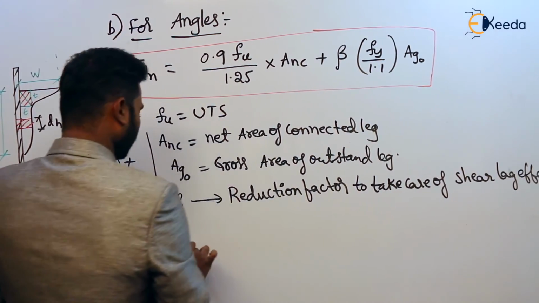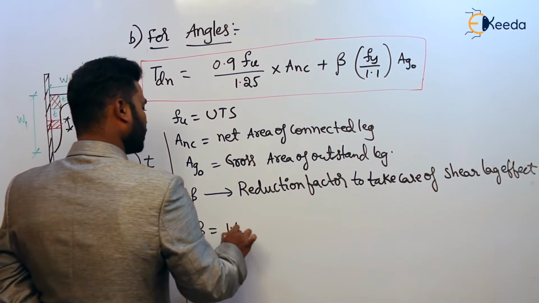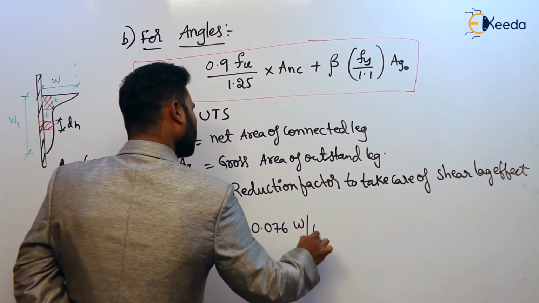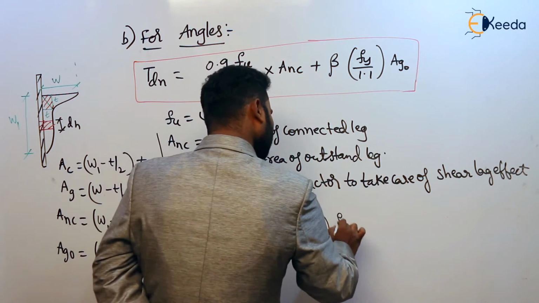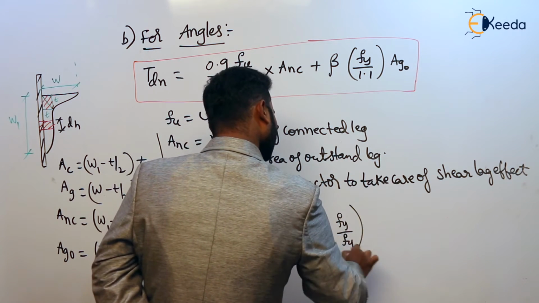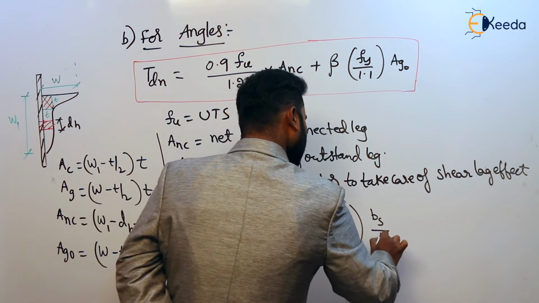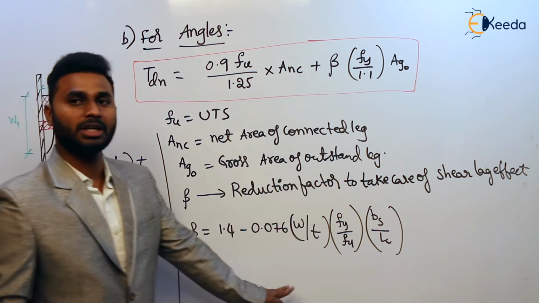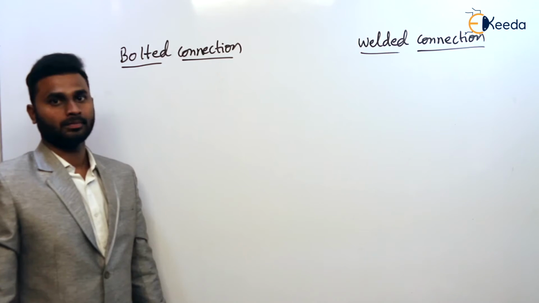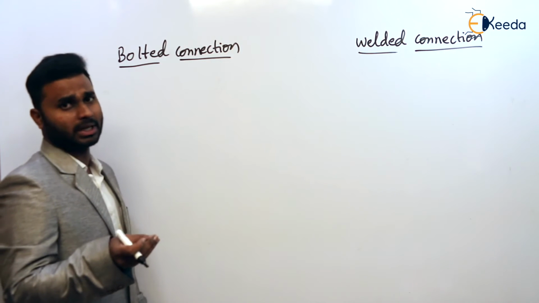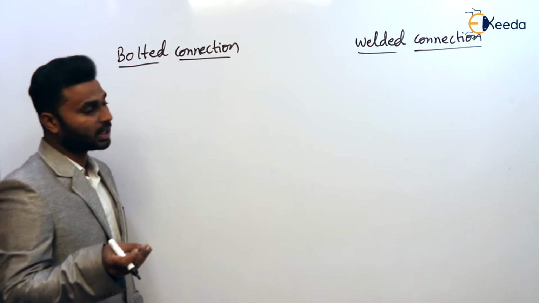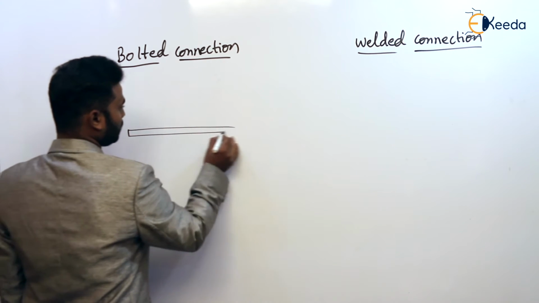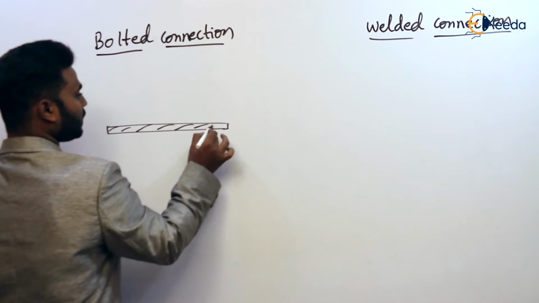Now the formula given by the code for beta is 1.4 minus 0.076 W by T into Fy by Fu into Bs by Lc. So this is the formula for beta given in the code book. First you take it down, later I'll explain each and every term in that formula. I'm going to explain the terms by taking bolted and welded connections. In the bolted connection, this is a gusset plate. Of course I have shown it before, but here I'm showing it from a different angle.